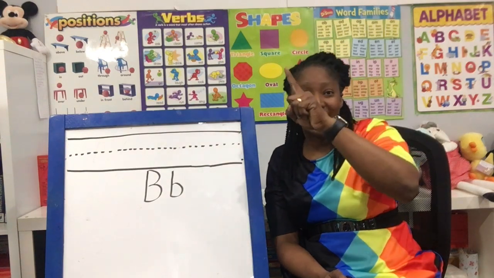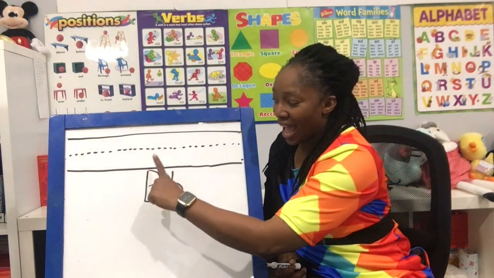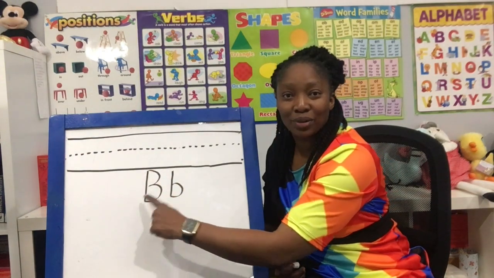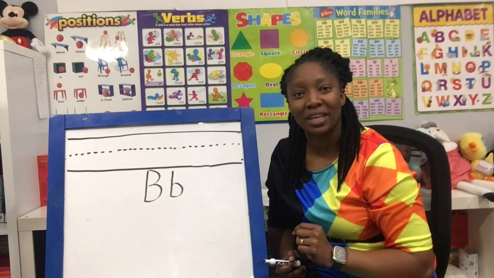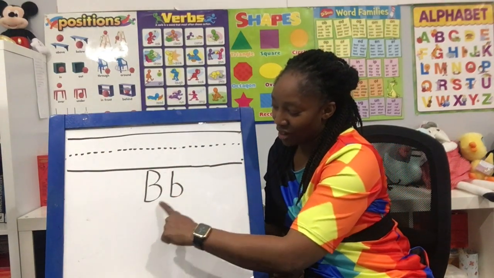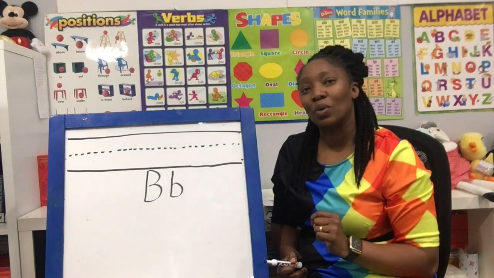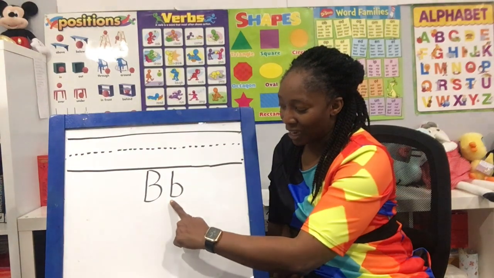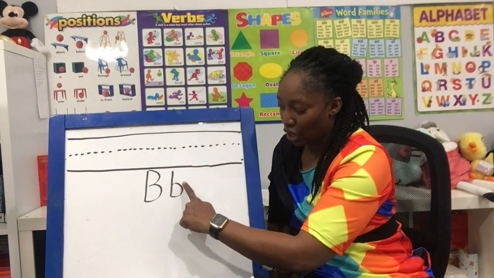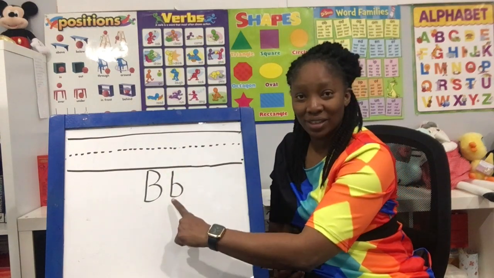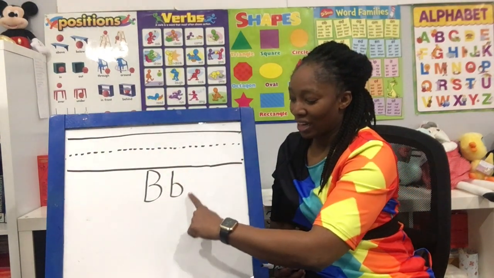Are you ready to write it? Let's go. Down, around, and around. One more time. Let's write that uppercase B. Down, around, and around. Now let's write lowercase b. Are you ready? We go down, back up to the middle, and curve around. One more time. Down, up to the middle, and curve around.